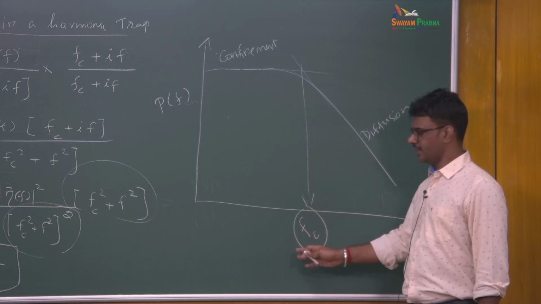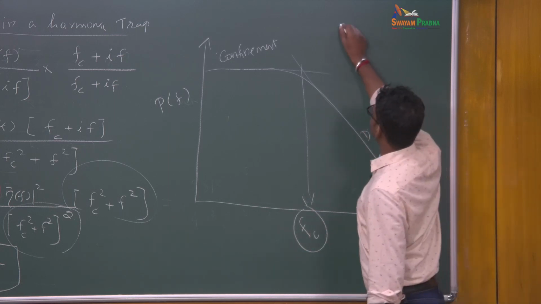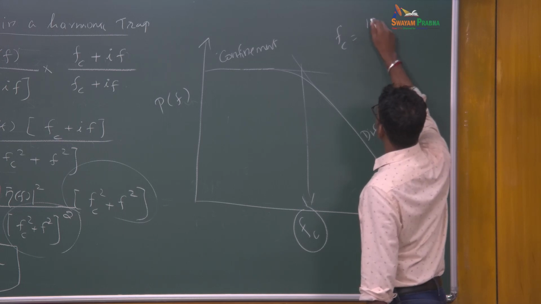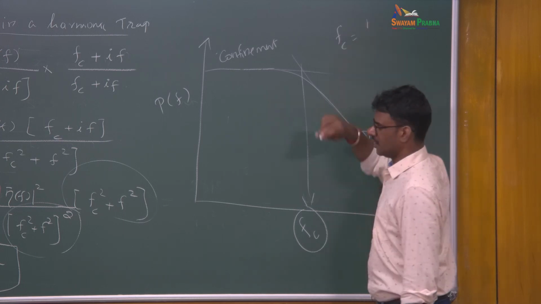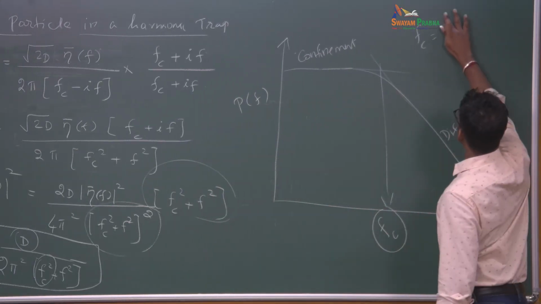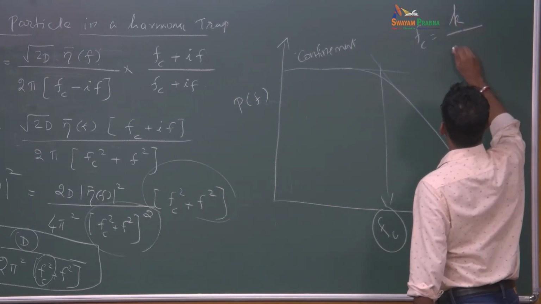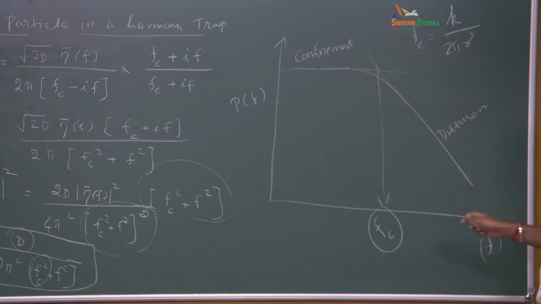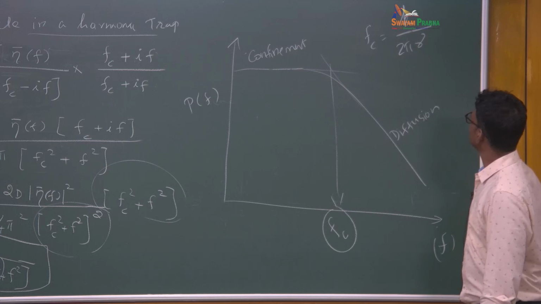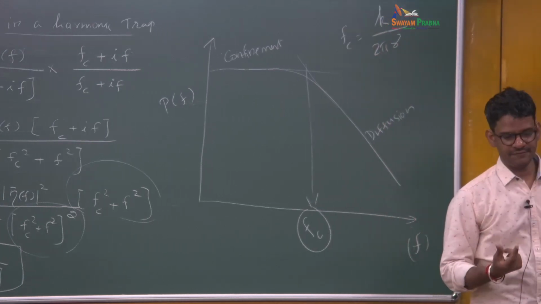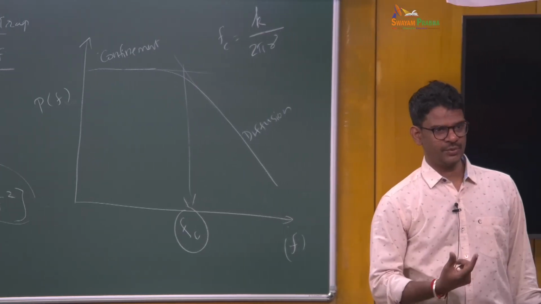And what is the definition of Fc? This is gamma by k or k by gamma? K by gamma? K by 2 pi gamma, I think, yeah. Something like this. So when you fit this constant, you can actually know what the stiffness of the potential is, how steep the potential was.